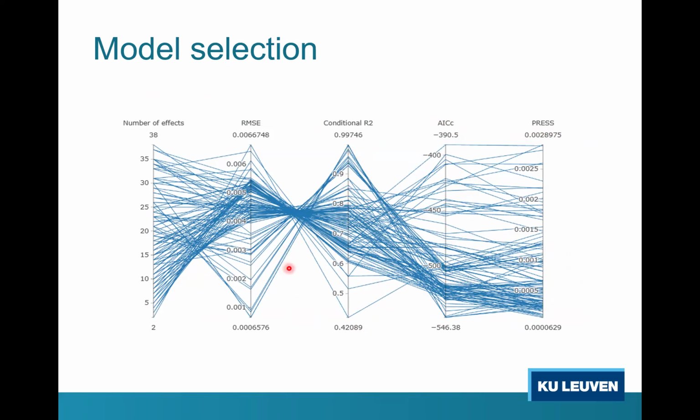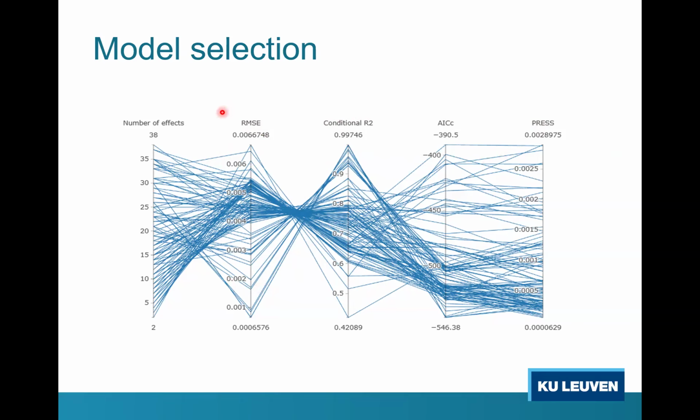So you can basically use this tool, the parallel coordinate plot, in which every line here corresponds to one of the models. So by basically selecting models on these vertical axes here, you can select a limited subset of very good models, taking into account your favorite goodness of fits.